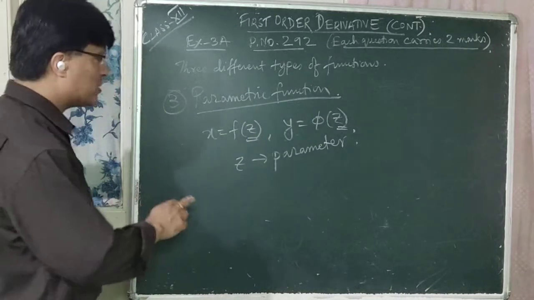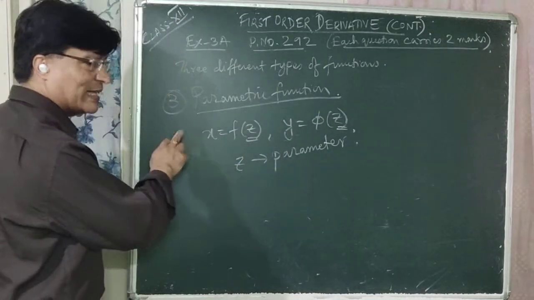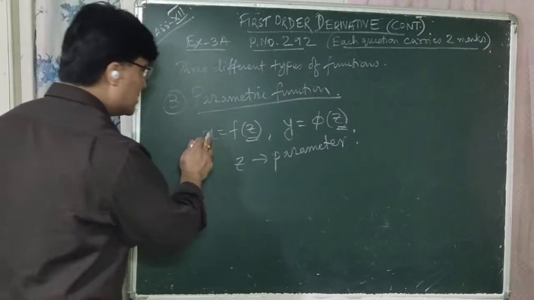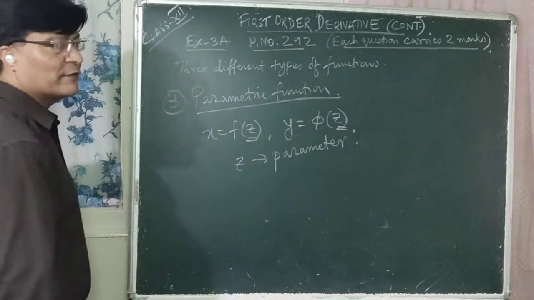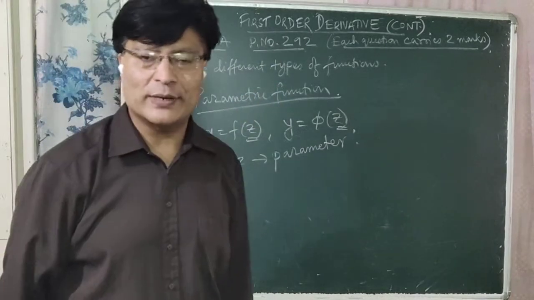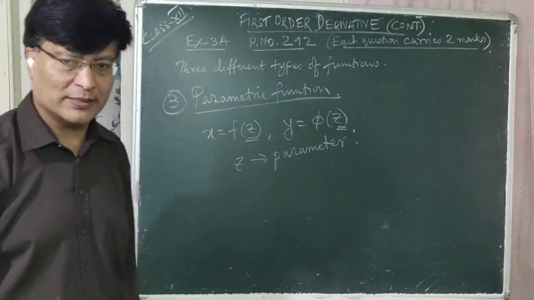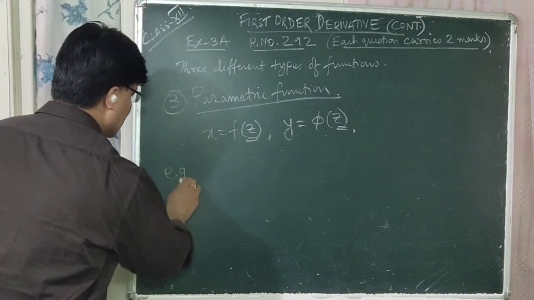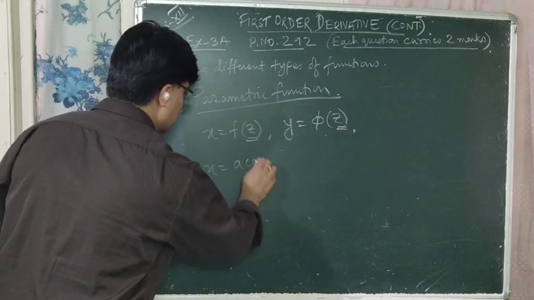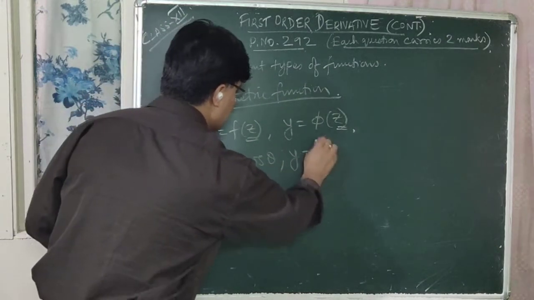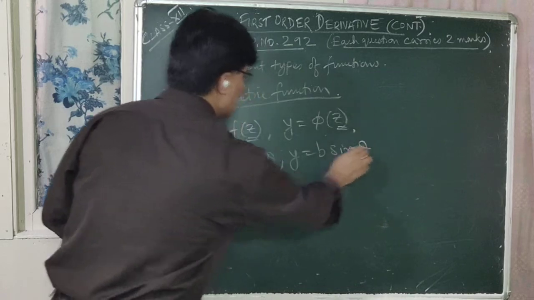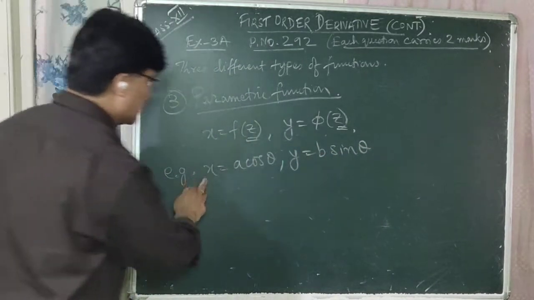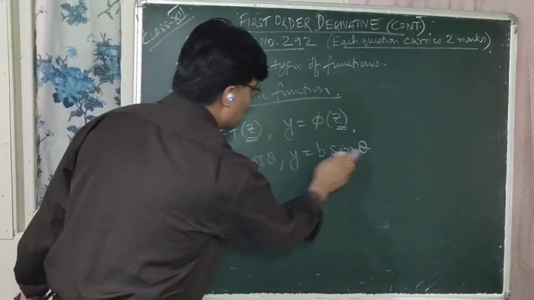So if you can express the x and y variables in terms of a third variable z, where z is known as a parameter, then this type of function is known as a parametric function and the equation is known as the parametric equation. Is that clear now? An example is x is equal to a cos theta, comma, y is equal to b sin theta, right? In this case a and b are constants, not variables. These are constants. This x and y are the variables and this theta is the third variable, which is also known as a parameter.